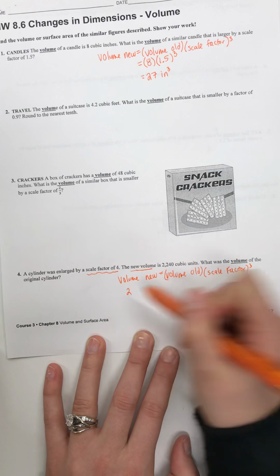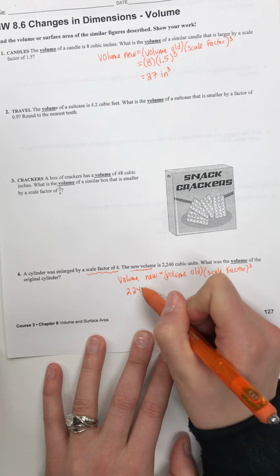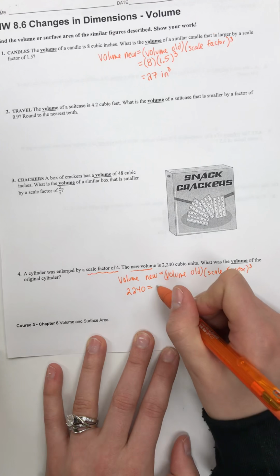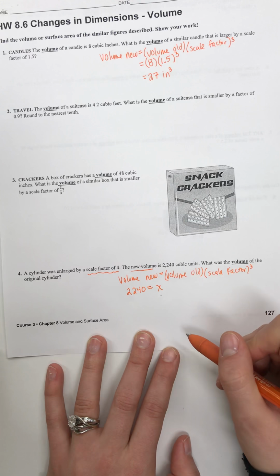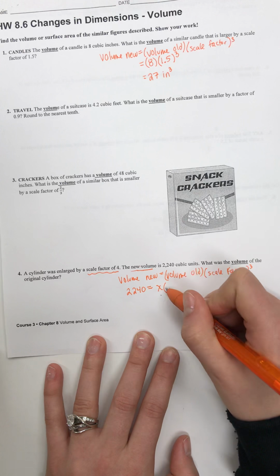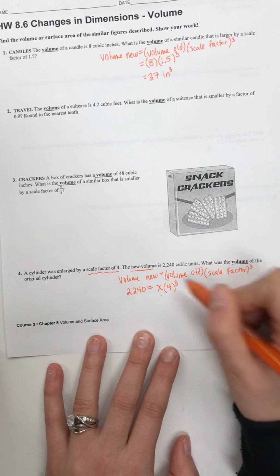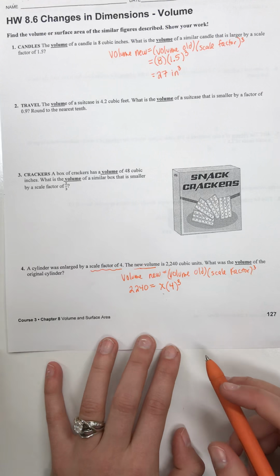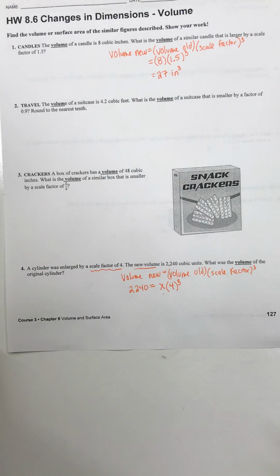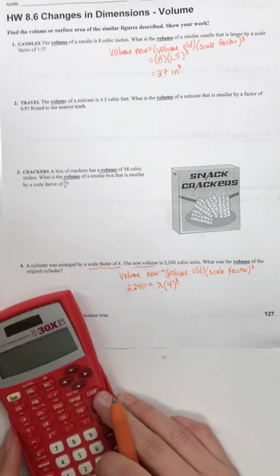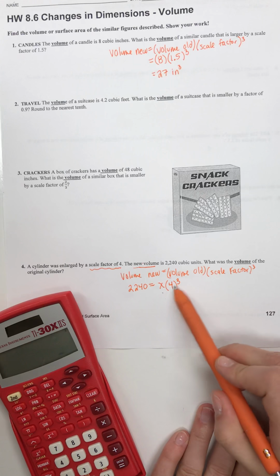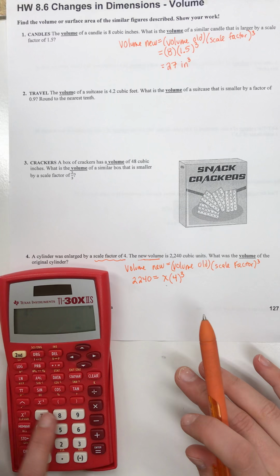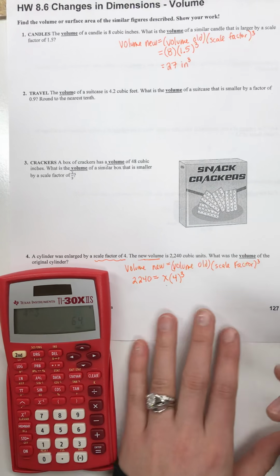So I will not put that in the old volume location. I will put that in my new volume location, is equal to, I am trying to find the volume of my original, so that's where my x is going to go. And then parentheses, my scale factor is 4 to the third power. Now, this is an equation that you just want to simplify and solve. Before solving, you want to make sure that you can't simplify anything, and we can. 4 to the third power. So 4 caret 3 is 64.